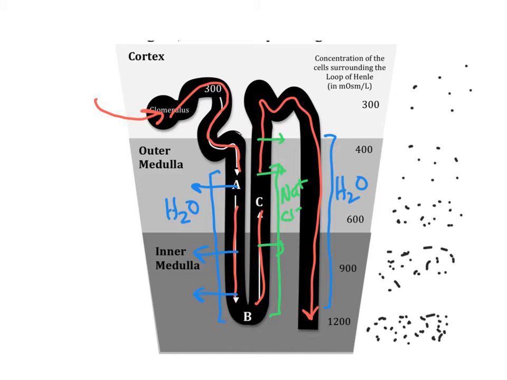Once we get back up to the top again, we're isotonic again, and then we start flowing down, and we're less concentrated than the outside, so again we start pulling water out, and this is what concentrates your urine. By the time it comes out the bottom, it's as concentrated as it can be and still flow. Okay, so that's what's going on.